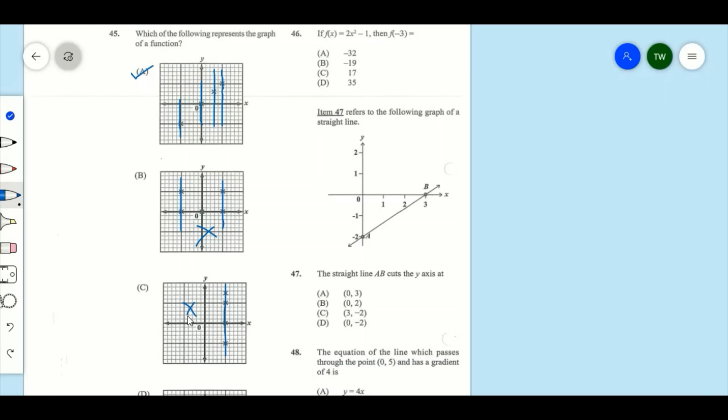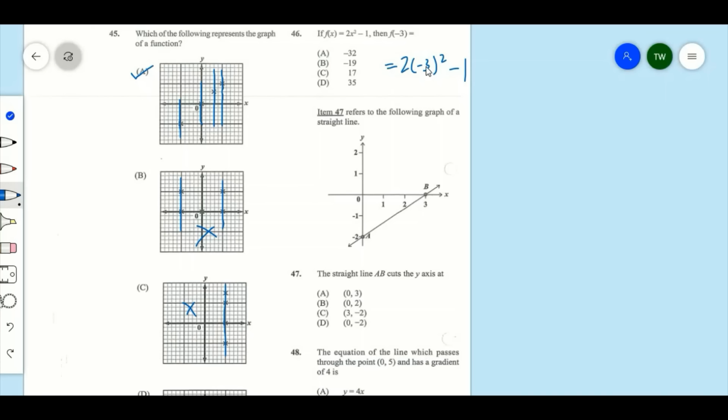All right. Let's look at 46. If f of x is equal to 2x squared minus 1, then f of minus 3 is, what this means, we are substituting minus 3 for x in the function. So we know that f of minus 3 is therefore going to equal 2 open bracket negative 3 all squared minus 1. Negative 3 all squared means negative 3 times negative 3.